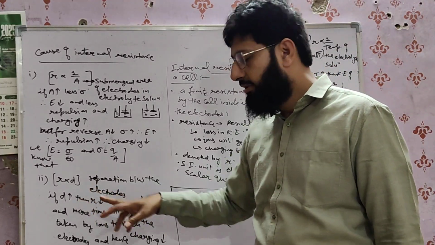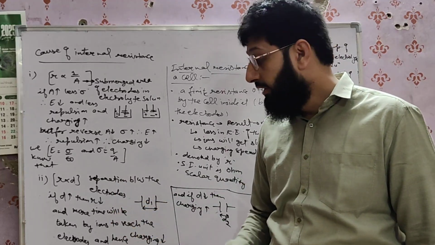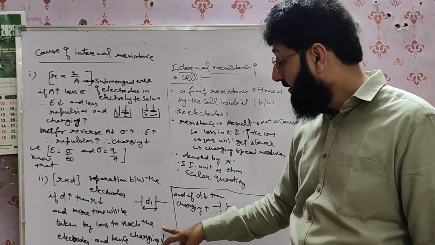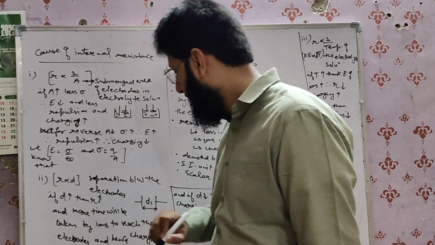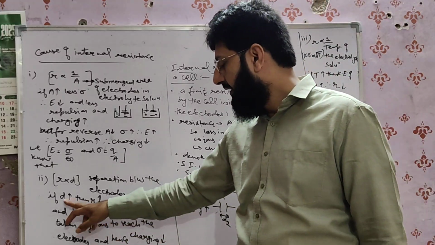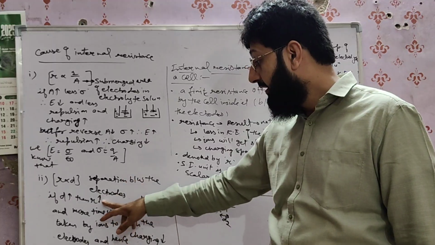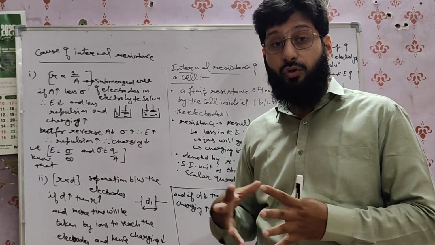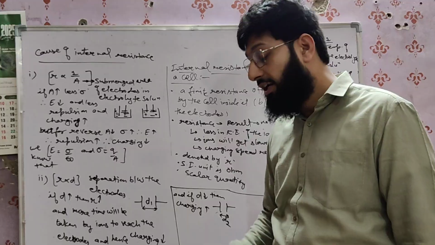Now the next cause due to which internal resistance arises is the separation between the electrodes. Keep in your mind, if the separation between the electrodes is greater, the internal resistance will also be greater. As you can see here, when the separation between the electrodes is greater, more time will be taken by ions to reach the electrode, and hence charging will be slower.